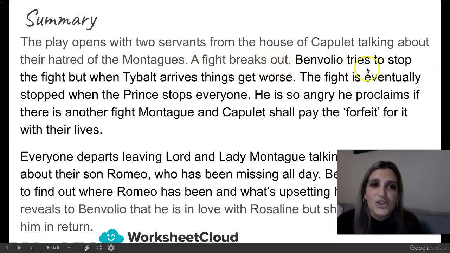Benvolio tries to stop the fight, but when Tybalt arrives, things get worse. The fight is eventually stopped when Prince stops everyone. He is so angry because they've been fighting all the time. He proclaims, if there is another fight, Montague and Capulet shall pay the forfeit for it with their lives.